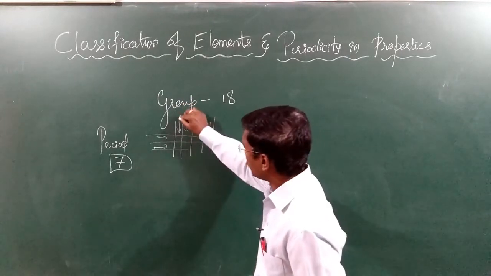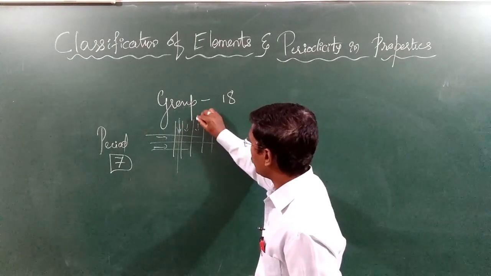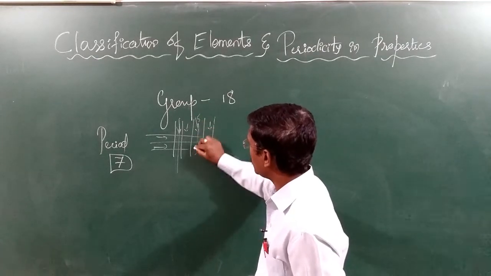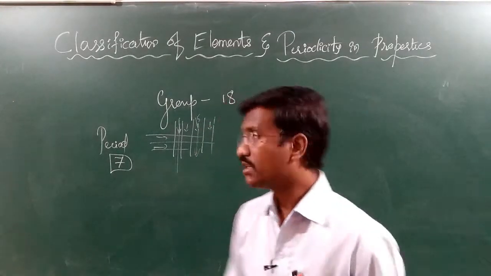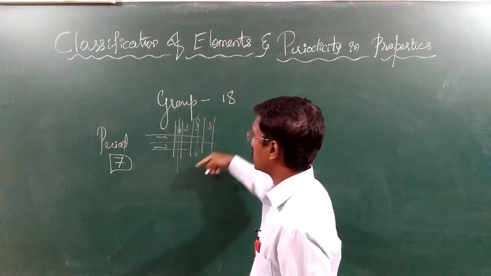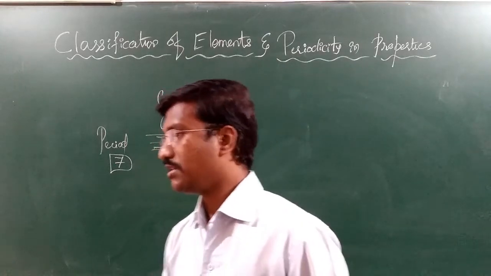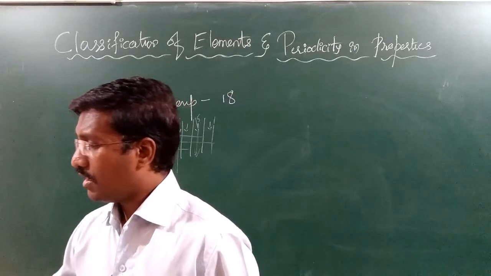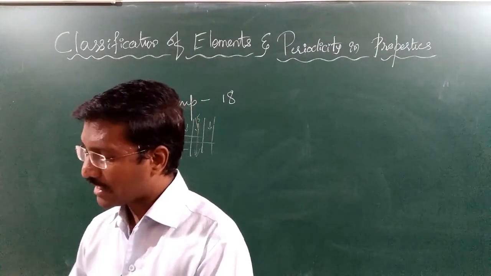It means the first group elements have similar properties. In any other group, if you look at the 15th group, whichever elements come in the 15th group have similar properties. It means the properties of the elements appear similar only group-wise, not period-wise. Keep in your mind, this is the first thing. And the next one is the periodic classifications.